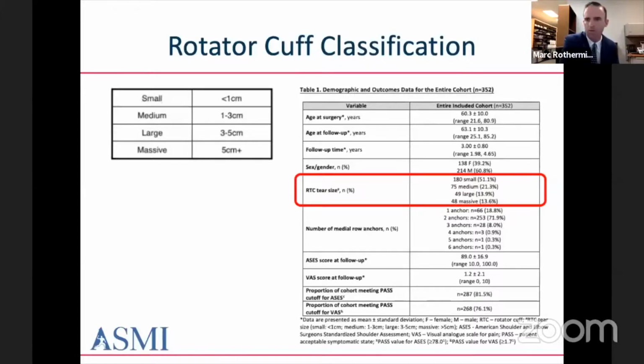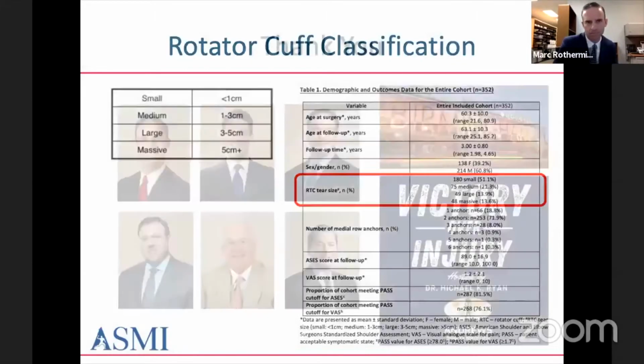This is half of our patients, 51%, had small tears versus medium, large, and massive. So really when it comes to describing things in research papers and also clinically, when we talk about correlating what we see clinically with what we see in the operating room, it's important to be consistent with the sizing.